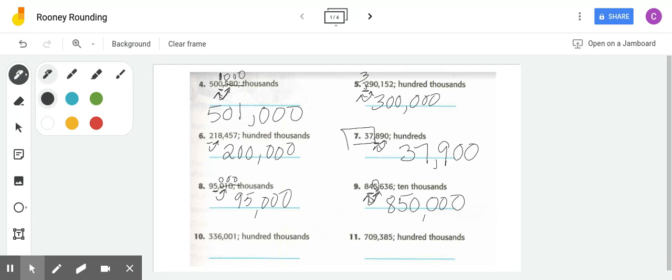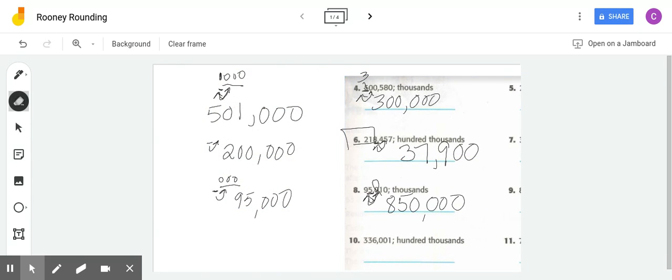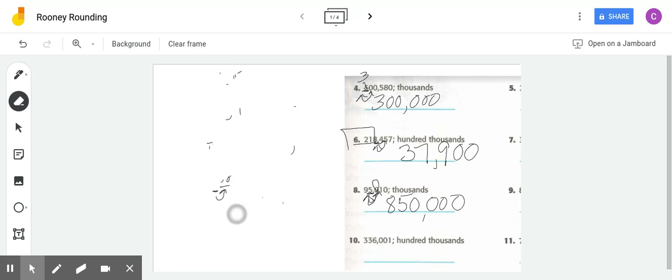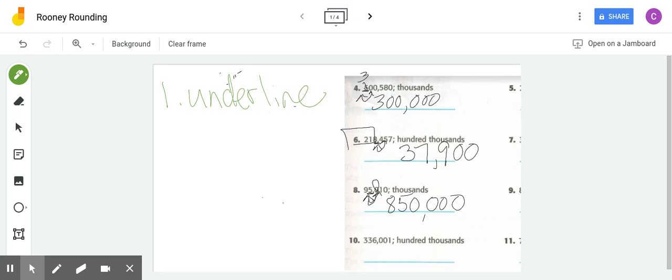Okay, so I'm going to go ahead and change my color so you can see. Again, I'll move this out of the way so you can see for a minute. And I'll erase this too. Okay, so on the side, I'm going to put just some reminders. First thing I want to do is underline the place value. If it's already underlined for you, you don't have to do step 1.